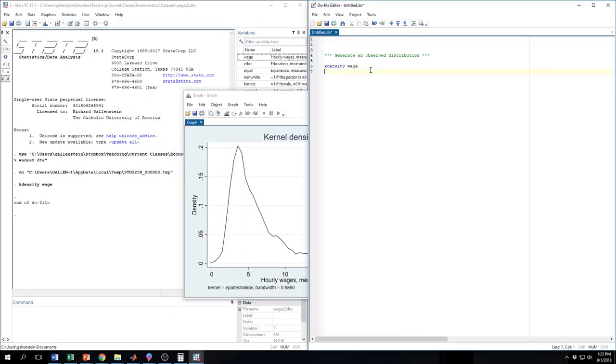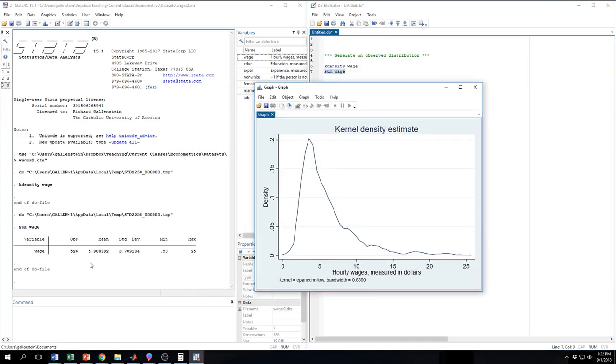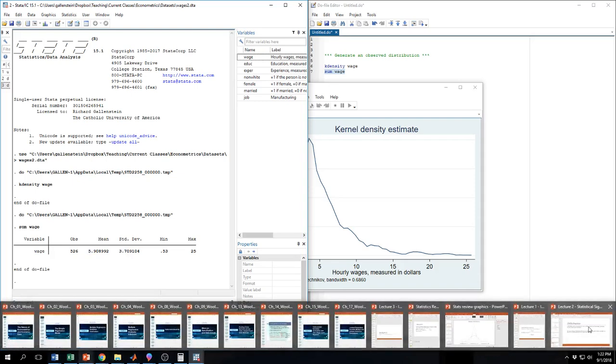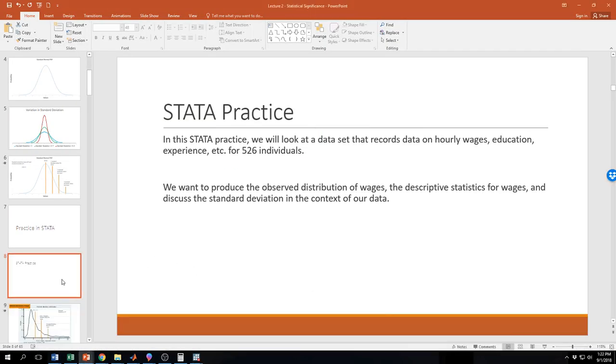Now let's get some summary statistics on this. All right, sum wage. Summarize wage. Let's click that. Here we go. What do we got? We've got a mean of 5.9 and a standard deviation of 3.7. Now that we've got that, let's go back to the lecture, and I'm going to illustrate the same topic using our sample data.